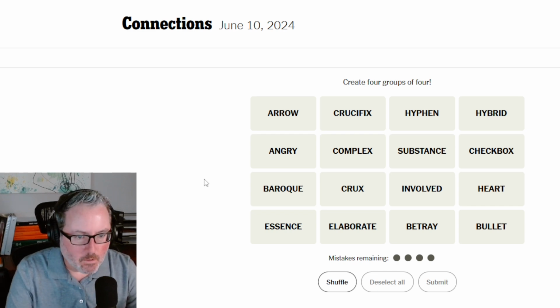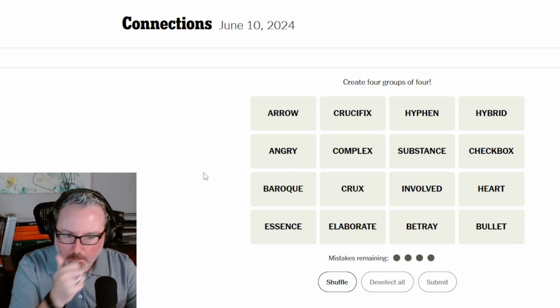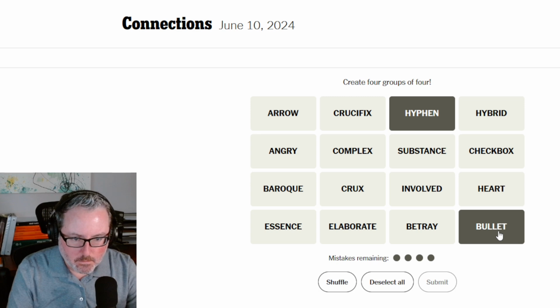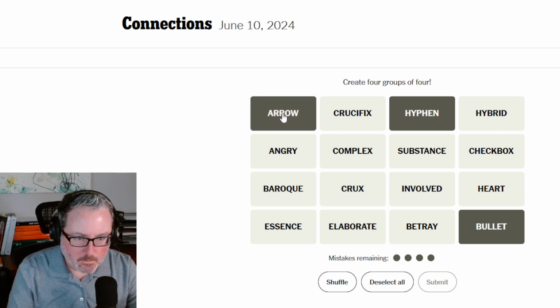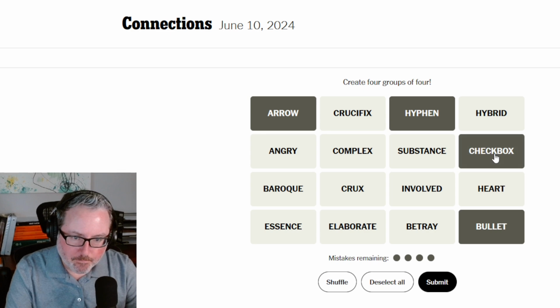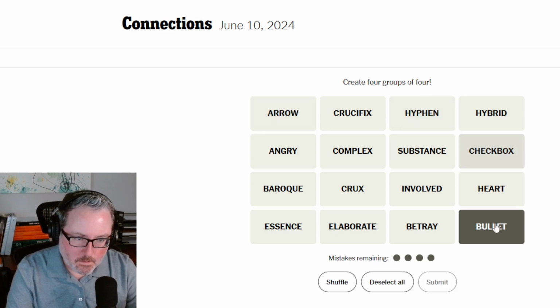So what would be a good place to start? Now, betray. No. A hyphen. Bullet. An arrow. Those are all kind of things used in paragraphs or sentence structure, perhaps. Checkbox, maybe? I don't know if that really works. Let me look at a couple other ones.